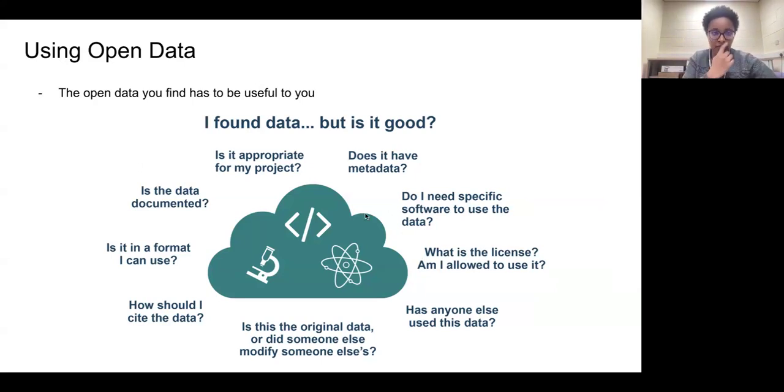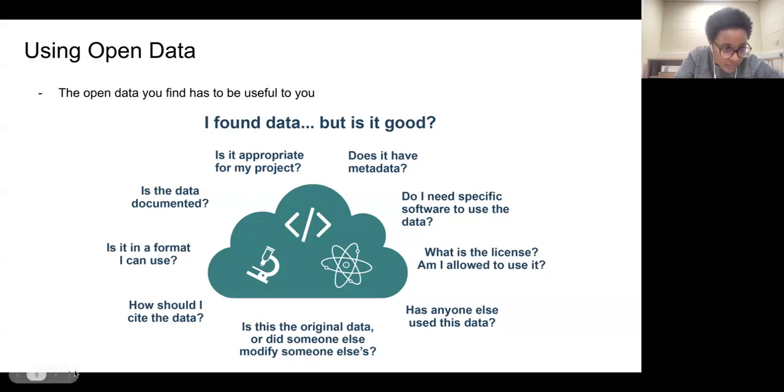So, is the data appropriate for my project? Does it have metadata? All the necessary questions that you should be able to ask yourself to be able to use that data are in this image, and I enjoy using it as a checklist to look into the data that I want to use. Important questions when we are thinking of using open data.